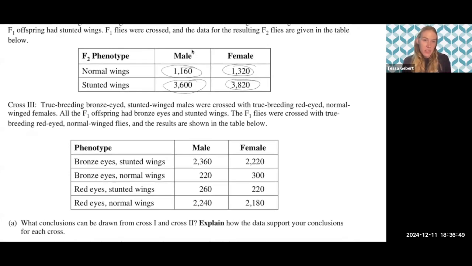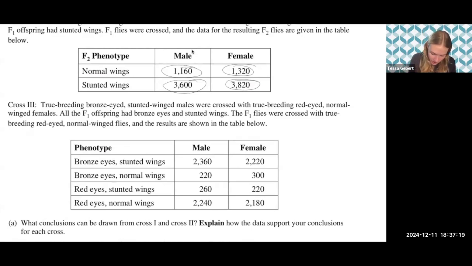Then we have true breeding bronze-eyed and stunted winged males were crossed with true breeding red-eyed normal winged females. All of the F1 offspring had bronze eyes and stunted wings. The F1 flies were crossed with the true breeding red-eyed normal winged flies. And the results were shown below. Okay, so we've got 4 phenotypes here, which is what we would expect. If we're dealing with 2 traits, you should see 4 phenotypes.